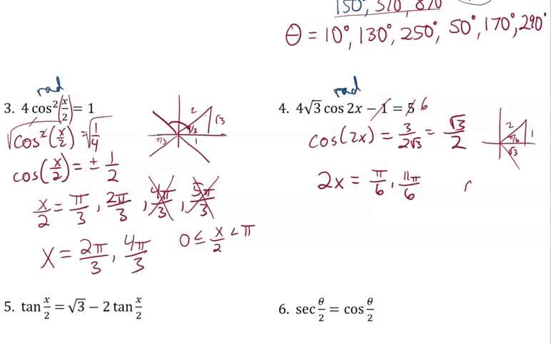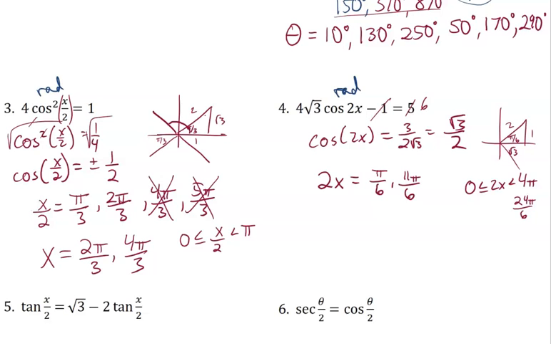what and what? Well, it has to be between 0 and 4 pi. 4 pi with a denominator of 6 would be 24 pi over 6. So I need to look at multiples of these two angles all the way up to 2 full rotations, which is 24 pi over 6, or 4 pi.